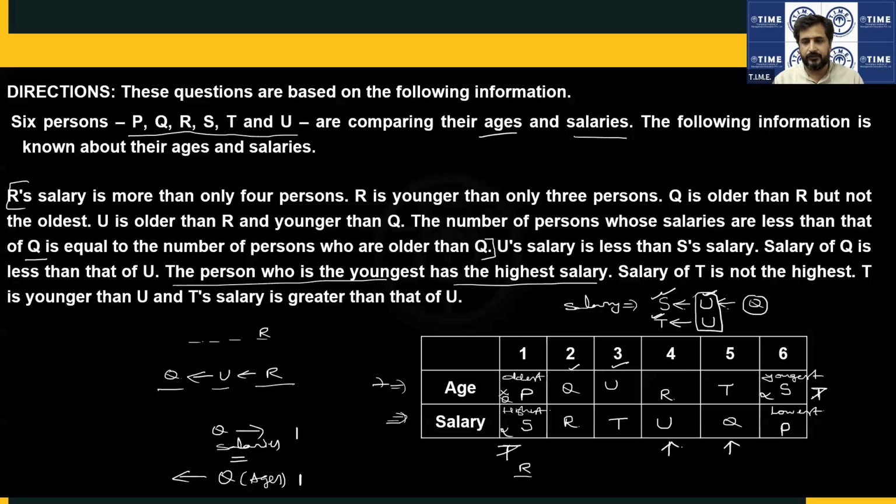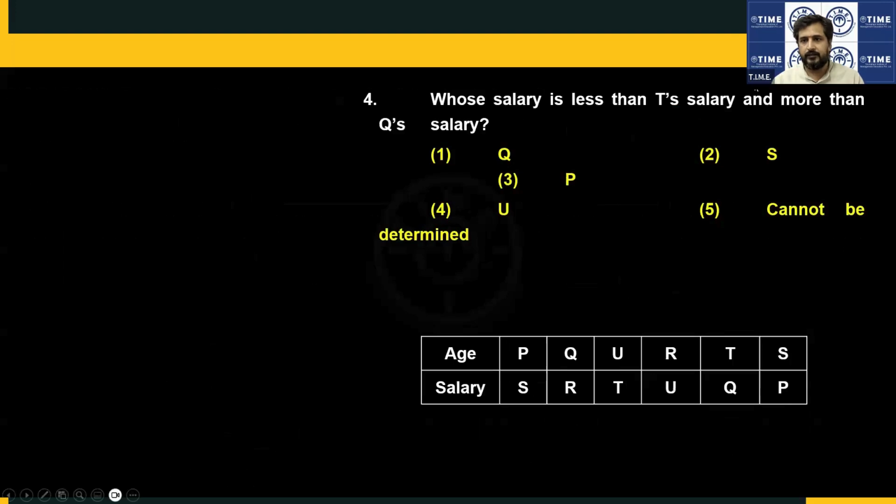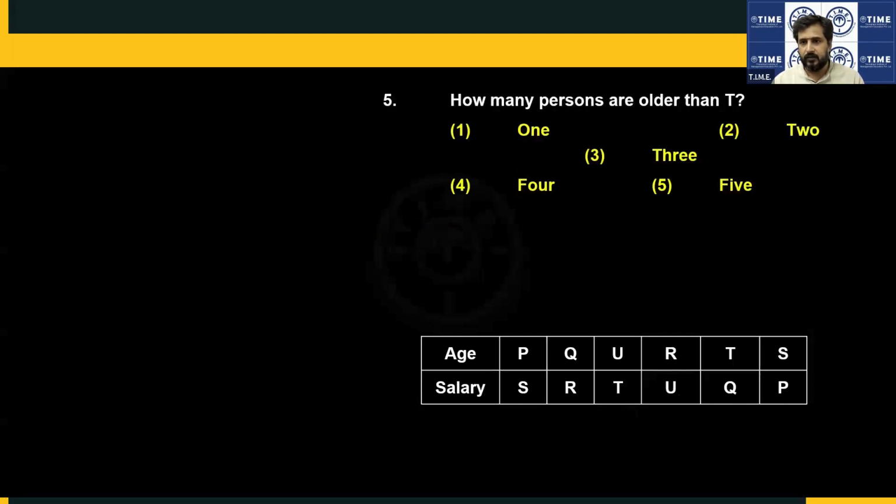Okay. Now let's answer the questions. Whose salary is less than P's salary and more than Q's salary? It is given in terms of salary: less than P and more than Q. U. Choice 4. Okay. Next. How many persons are older than T? In terms of ages, older than T: 1, 2, 3, 4 people. 4 is in choice 4.